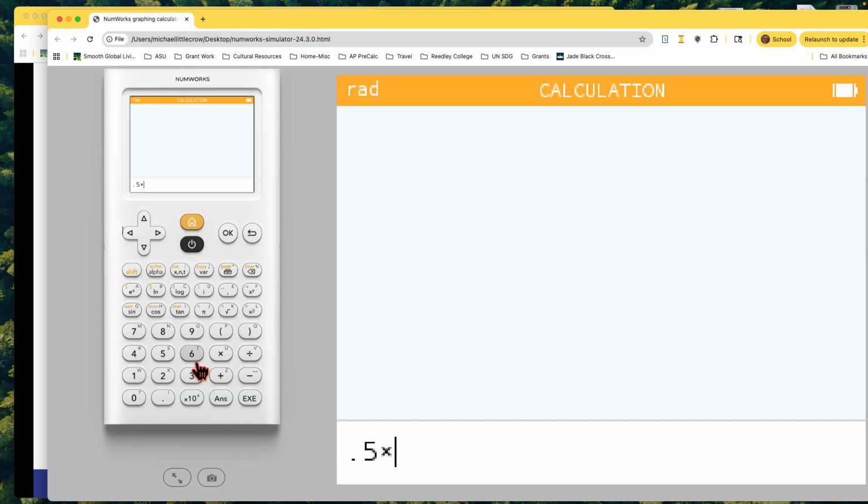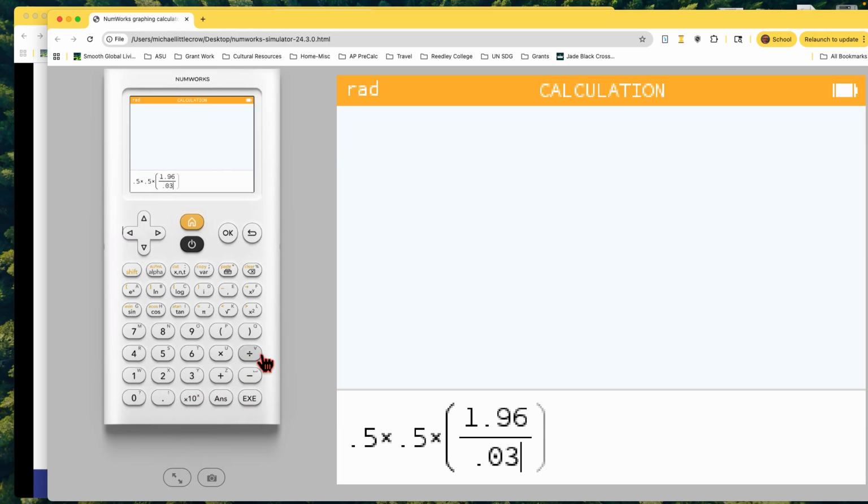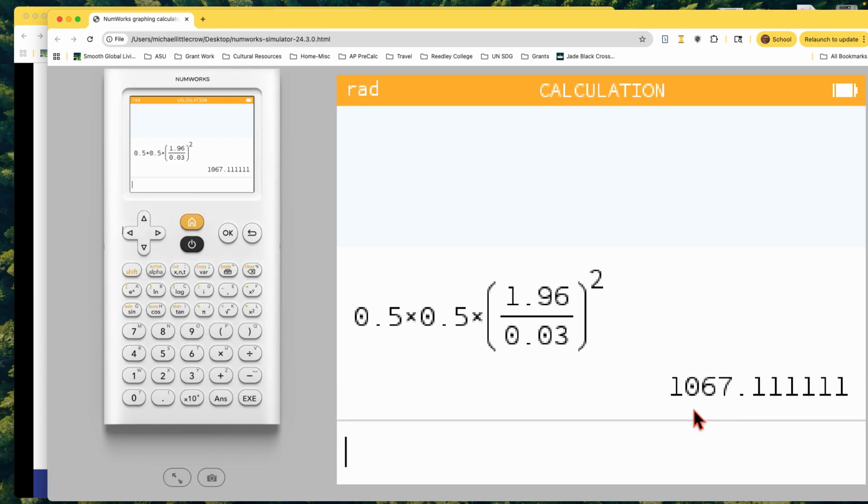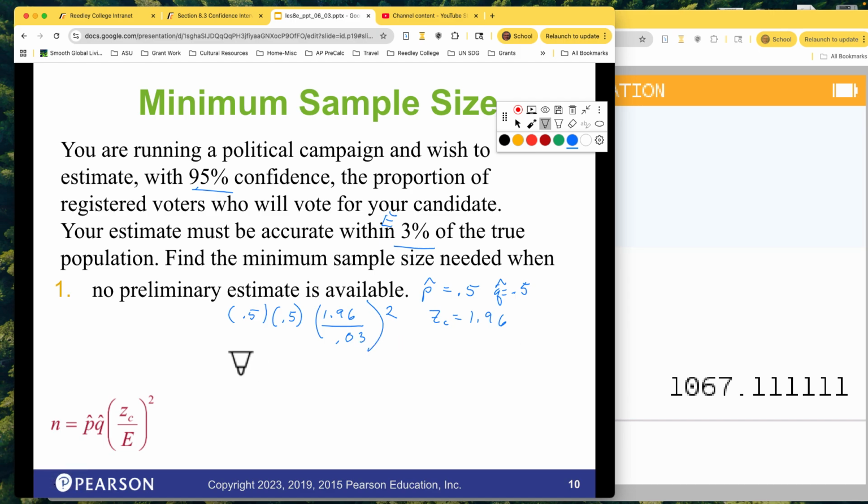0.5 times 0.5 times parentheses 1.96 divided by 0.03. Arrow out a little bit, put a parentheses, and then we want to square that. There's a little x squared here. Put that, that'll square it. And that will tell us we need 1,067 point 1, we got to round it up to 1,068. Our answer is 1,068.